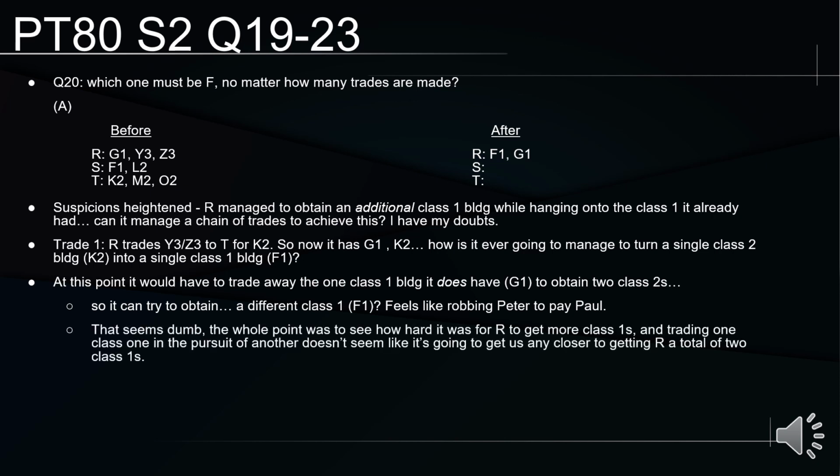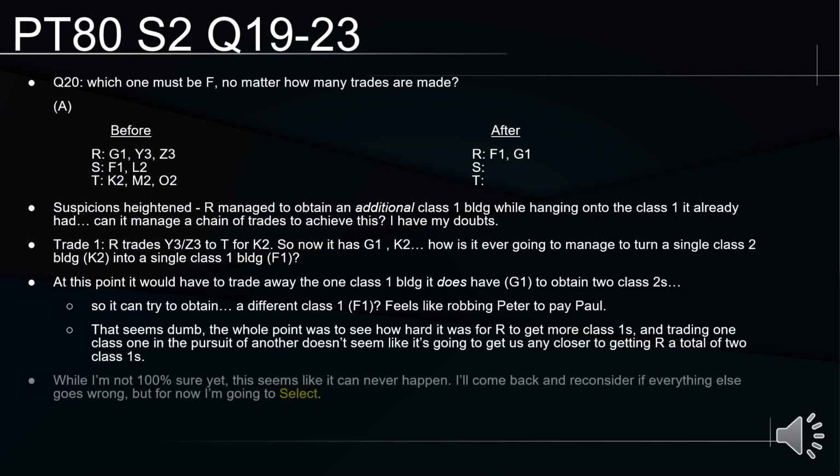It seems dumb. The whole point was to see how hard it was for R to get more class 1s, and trading one class 1 in pursuit of another, it just doesn't seem like it's going to get us any closer to getting R a total of 2 class 1s. So while I'm not 100% sure yet, maybe there's some really convoluted way where R basically gets almost all the buildings by itself somehow, and then strategically trades them away, and it obtains a tier 1 building as the result of that. Maybe that's possible, but I just don't see it happening. So I'll come back and reconsider if everything else goes wrong in the answer choice list. But for now, I'm actually going to select this one because I just don't see a way for it to happen. It doesn't seem instinctively possible to me.